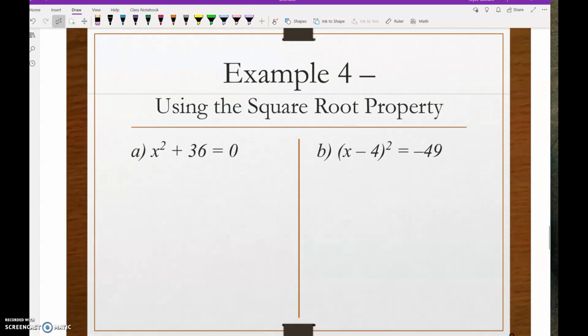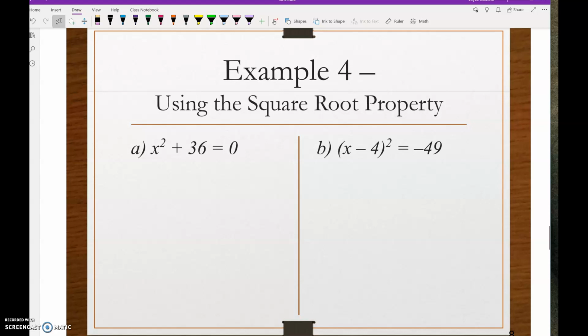Today we're going to finish section 10.1. We'll start with example 4. This is still using the square root property, so same kind of thing that we were doing in the last video. We need to get whatever is squared by itself and then use a square root to solve it. So in this first problem, we would need to subtract 36 on both sides to get x squared equals negative 36.